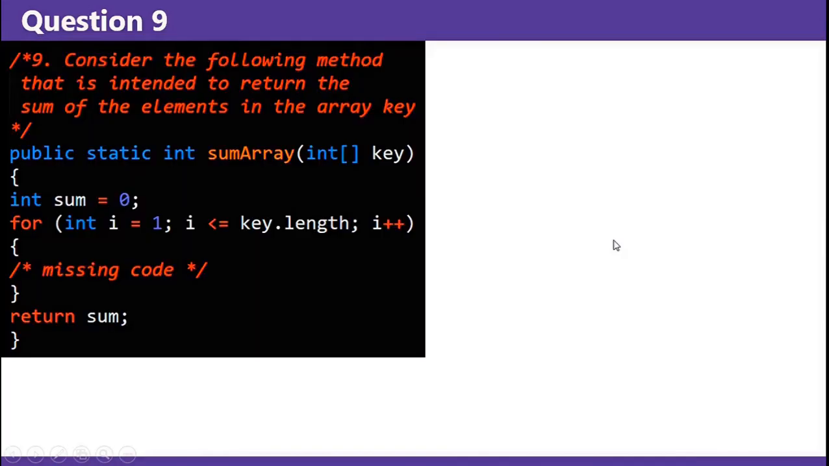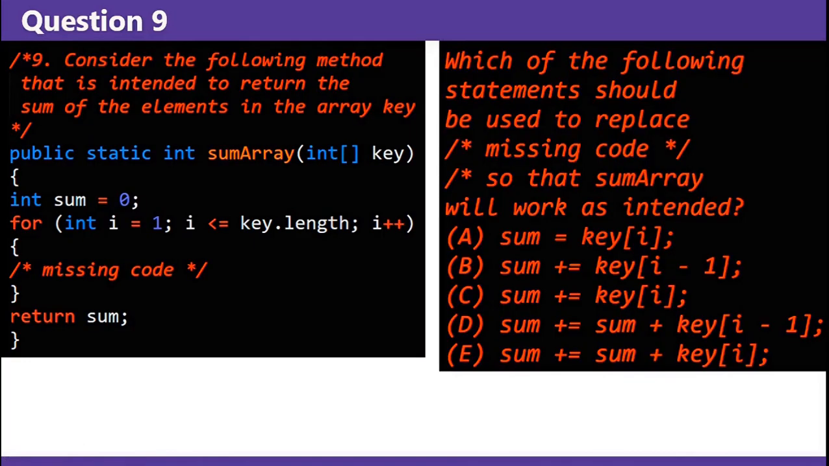For question 9, all you're doing is seeing the proper code snippet to properly complete the code. Since you're starting at 1 and wanting to go to the end of the array, the proper code snippet will be B, as it's looking back 1 for every element, which will make sure you sum up every single element.